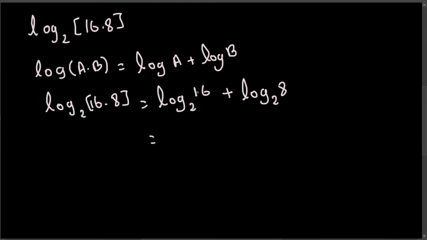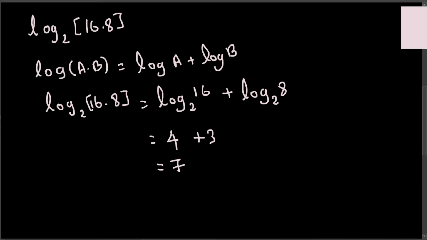Now 16 is a power of 2. If 16 is a power of 2, we can simplify. 16 is 2 power 4. So the 2 cancels, and 4 is the only thing that remains. When we can bring the base and this one to the same value, then we can take out this log. That's going to be just 1. So 2 power 4, so the 4 is the answer for this one. And here 2 power 3, so 3 is the value for this one. So we are going to get 7.